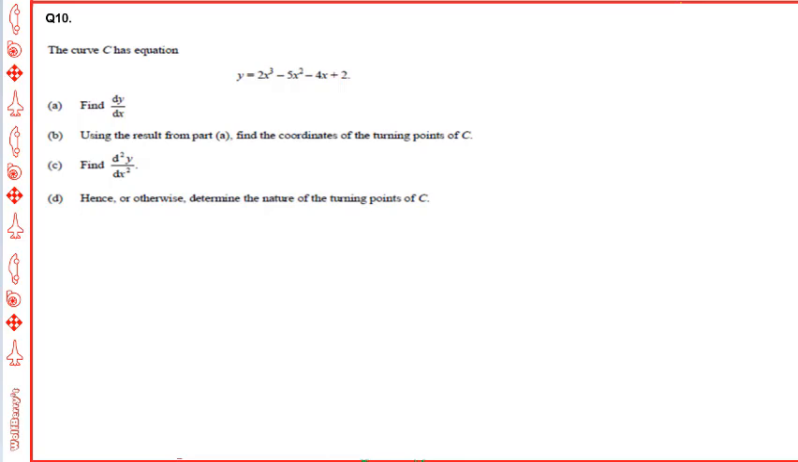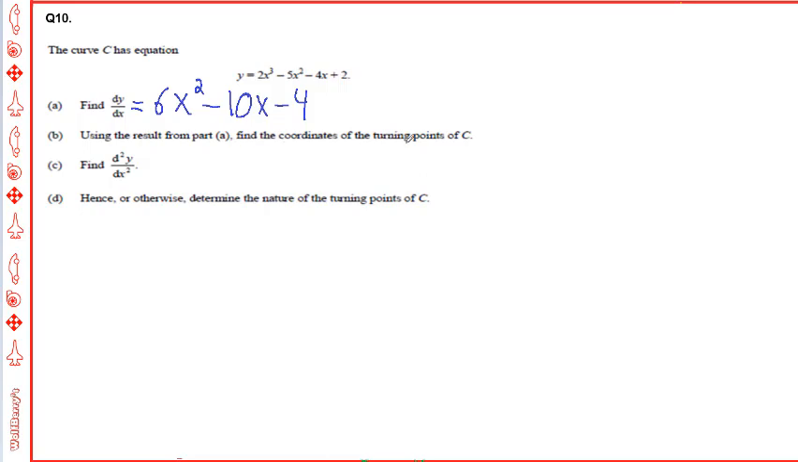So in this problem here, we're given a curve, and first of all, we're asked to find dy over dx. So simple differentiation, we don't have to rearrange anything here. Straight away, 6x squared minus 10x minus 4. It becomes a quadratic equation.